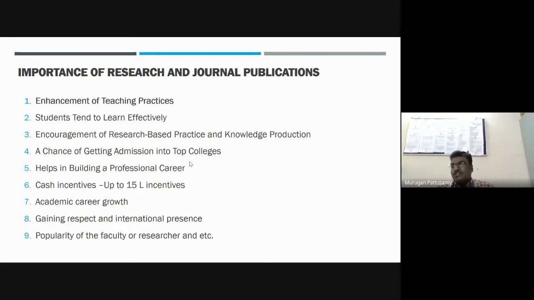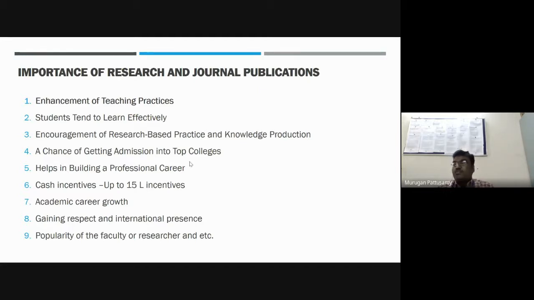Then cash incentives. For example, in some of the IIMs and the private business schools, you can get cash incentive of up to 15 lakh and so on. There are cases where if you publish an FT50 paper, you get 10 lakh incentive. There are cases where if you publish an A category paper, you get some 5 lakh or 6 lakh incentive and so on. So that is very much possible.